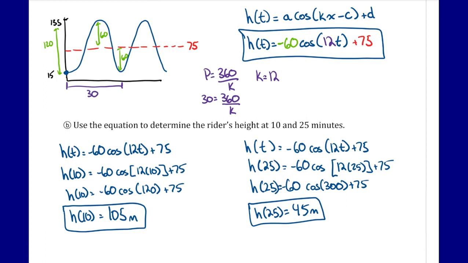So if we draw a sketch or have a visual representation or an idea of what our scenario is, we can always use that to double check if our answers make sense, right? If I had a value at 25 minutes of, say, 100, that wouldn't make sense, that in 5 minutes I get to the bottom of my Ferris wheel, unless it's moving really fast, which it's not, at least in this scenario.